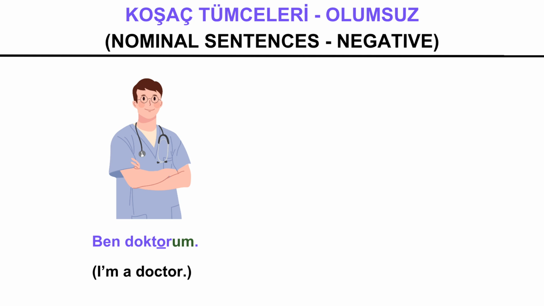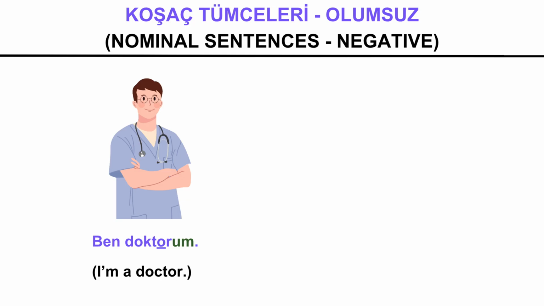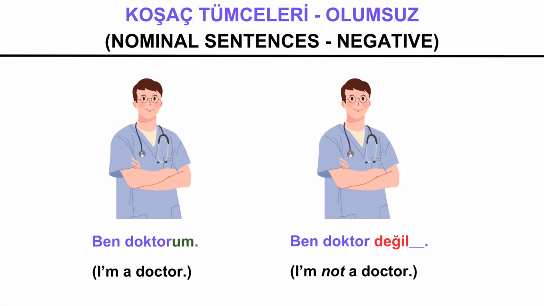In the last video, we learned how to say I'm a doctor, right? Ben doktor. The last vowel is O. We need to conjugate this noun for first person singular, for ben. Our suffixes were ım, im, um, üm. Because here the last vowel is O, we needed um, right? So, ben doktorum. Done. If this person wants to say, I am not a doctor, how do we do that? Let's learn it now. Ben doktor değil.